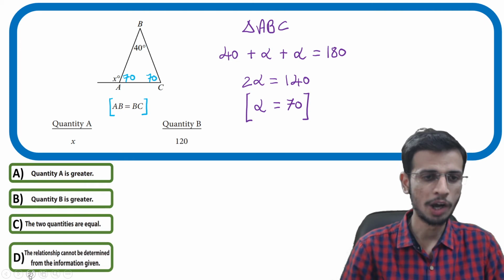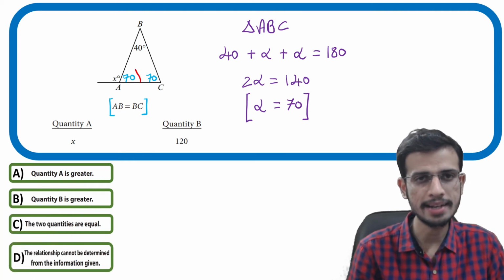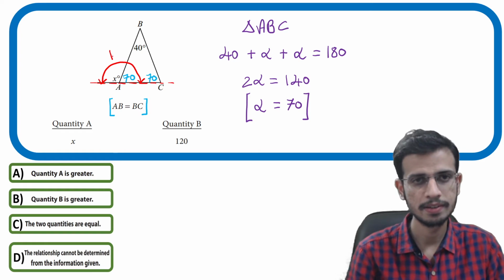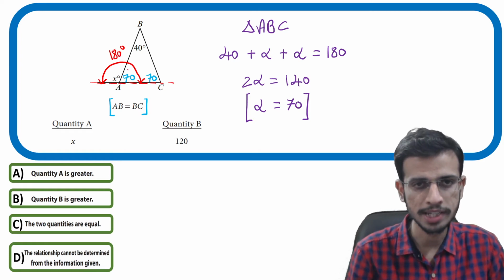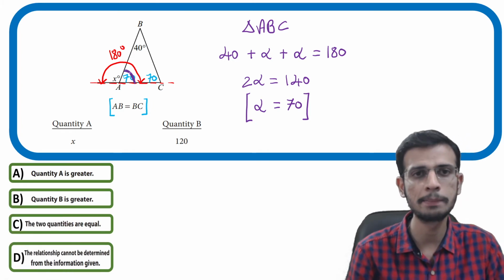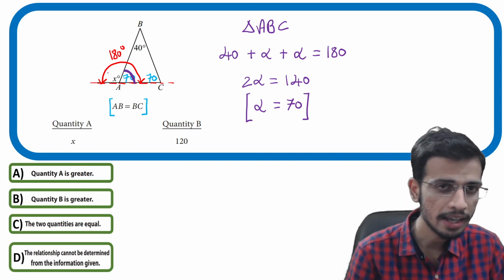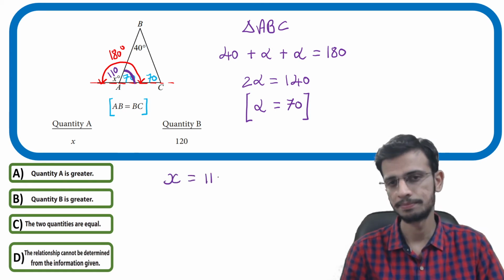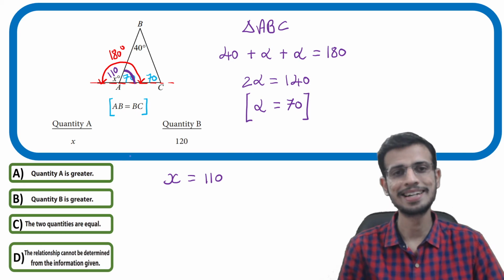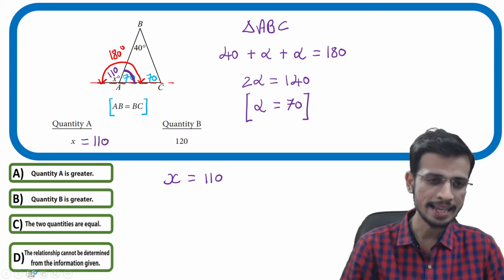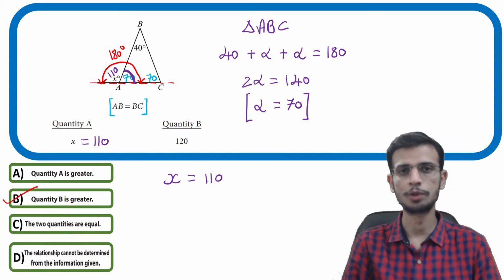Okay. Now we can find the value of angle x. This complete angle will be 180 degrees. It's a straight line. And if this portion is 70 degrees, then the remaining portion will be 110 degrees. You can say x is equal to 110. So yes, we can compare quantity A and quantity B, and we can say quantity B is greater than quantity A for this question.